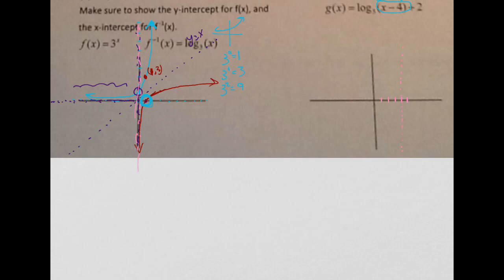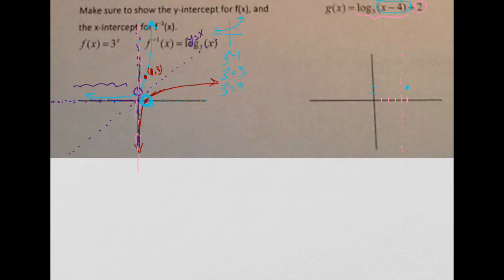Last transformation to think of is that plus 2. Adding or subtracting something at the end of your function like that, that's like saying, do this entire function, log base 3 of x minus 4. Then, whatever your y value is, add 2 to it. So it's going to shift everything up 2. So instead of having an x-intercept at 5, 0, like we talked about, it's going to move up 2. So it's going to move up 1, 2, and that's where our x-intercept went.